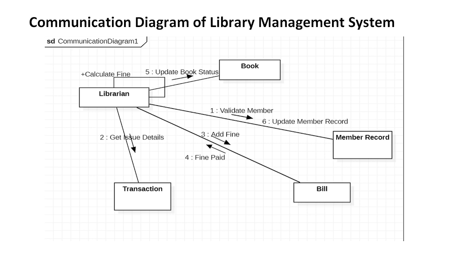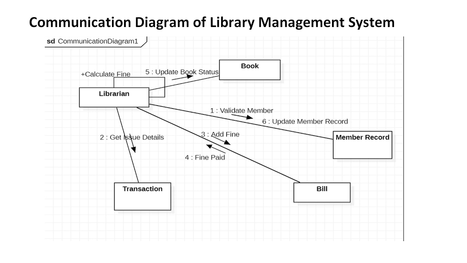First, the librarian has to validate whether the member is valid or not. If the member is valid, the librarian can update the member records by using the member record object. The second object is the book. The librarian has to update the book's status in this book object. The third one is the bill. In this bill object, the librarian has to add the fine, whether the fine is paid by this member or not. The last is the transactions, where the librarian can access the issue details of each and every transaction.